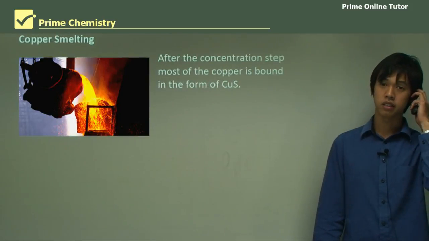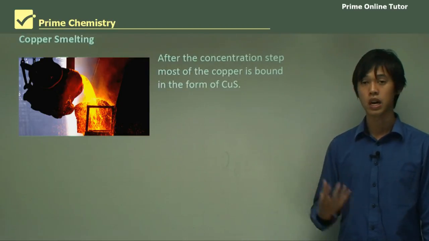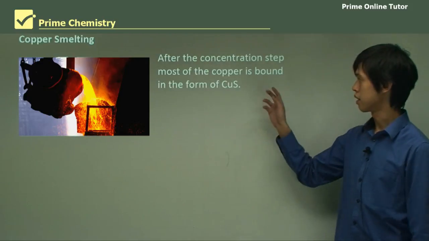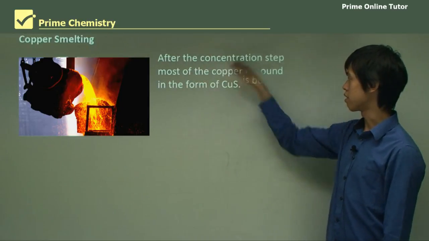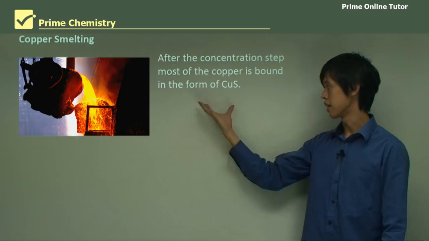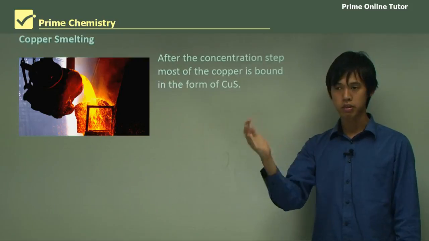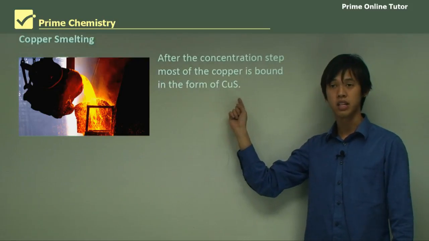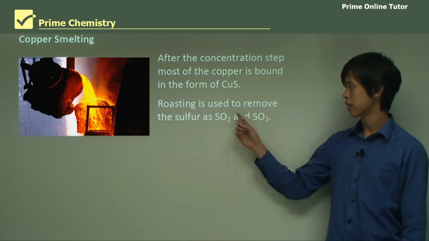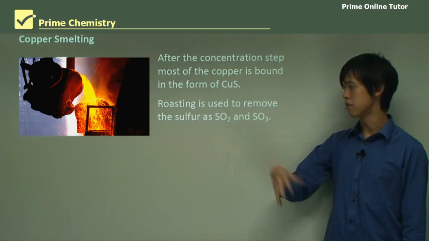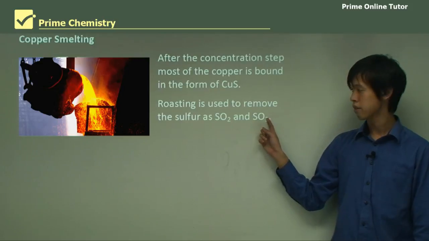Okay. So once we have our froth flotation copper, we need to smelt it. We need to make it even higher concentration. Once we do the concentration step, most of the copper is in the form of some kind of copper sulfide, CuS. So the copper that we skim off the top is mostly CuS. And so we roast the copper sulfide in oxygen, and the sulfur gets removed as SO2 and SO3, so sulfur dioxide and sulfur trioxide.